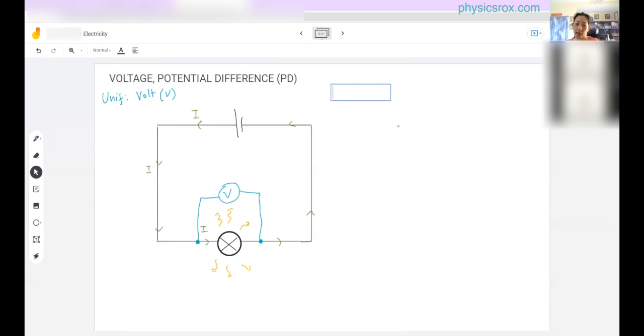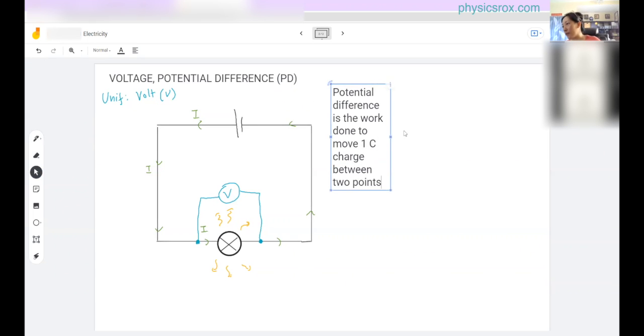What actually is potential difference? Potential difference is the work done to move 1 coulomb of charge between 2 points. Actually, this is the meaning of potential difference.